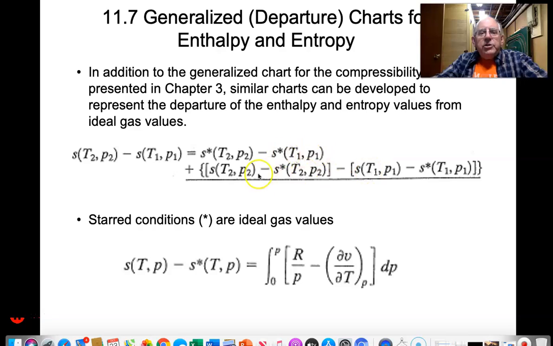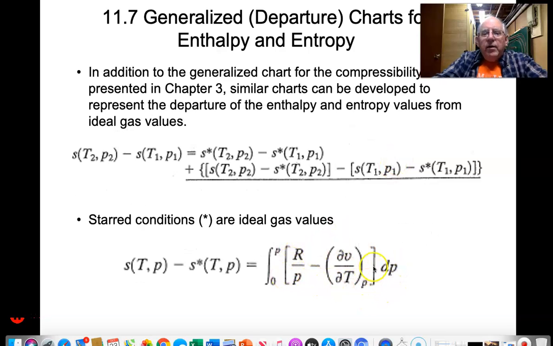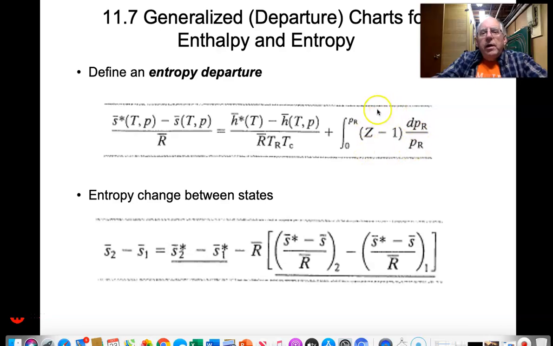And again, that change of the actual entropy versus the ideal gas entropy can be shown to be related to a similar type of expression and integration with known data. And now that known data can be obtained from the compressibility chart. And so as we look at this integral here, it can be shown that it's directly related to the compressibility as a function of the reduced pressure.